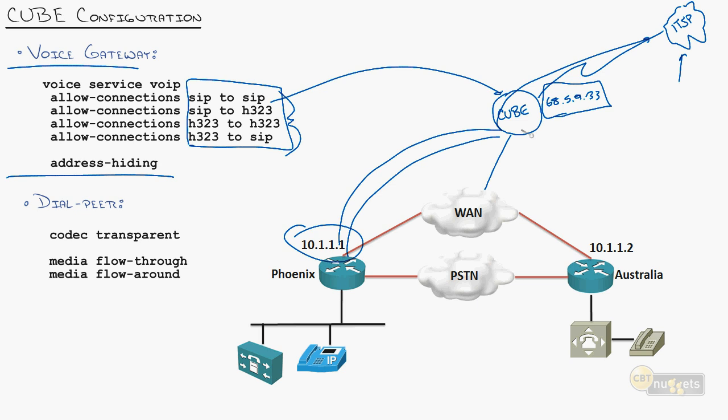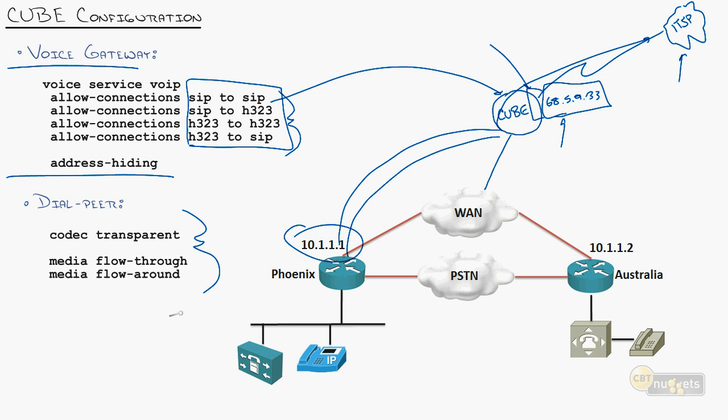SIP signaling, by the way, is tricky because it embeds IP addresses inside of the actual data of the packet. So what this does is actually change the IP address that you see coming from the source address, as well as the one inside the payload of the packet. Then underneath the dial peer, you have your choices.